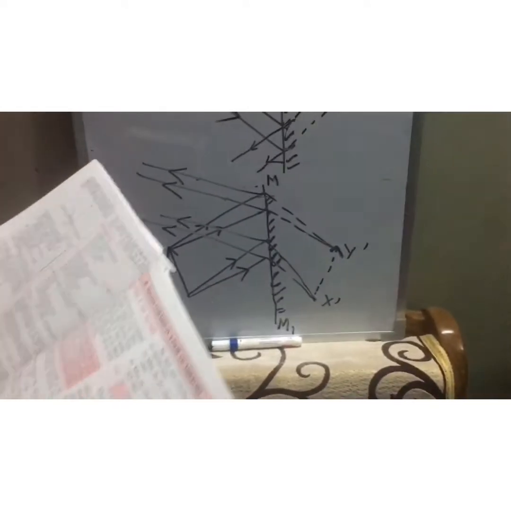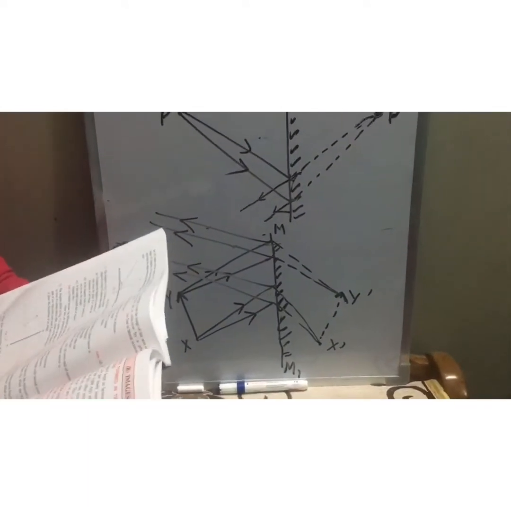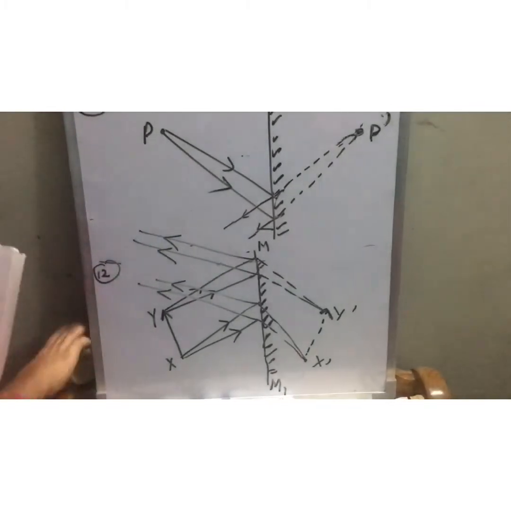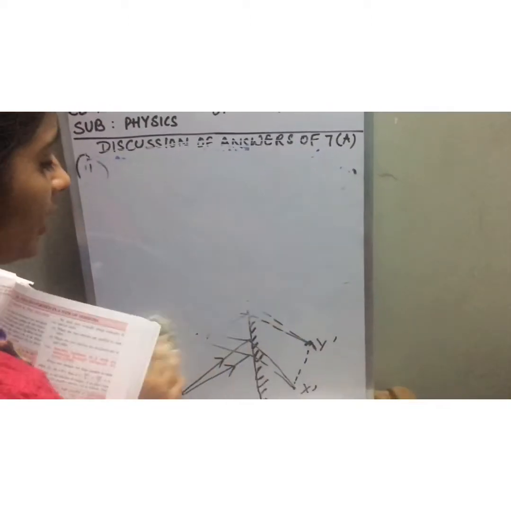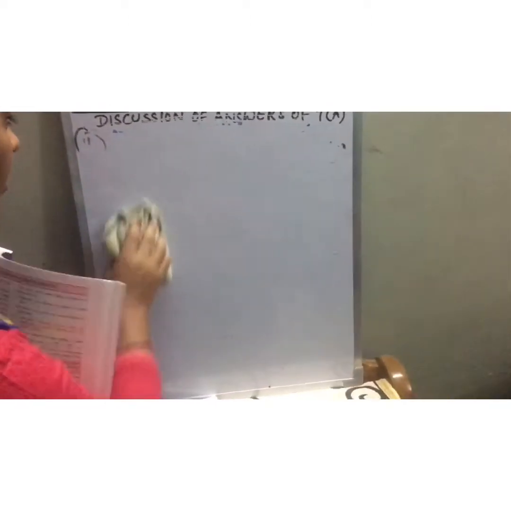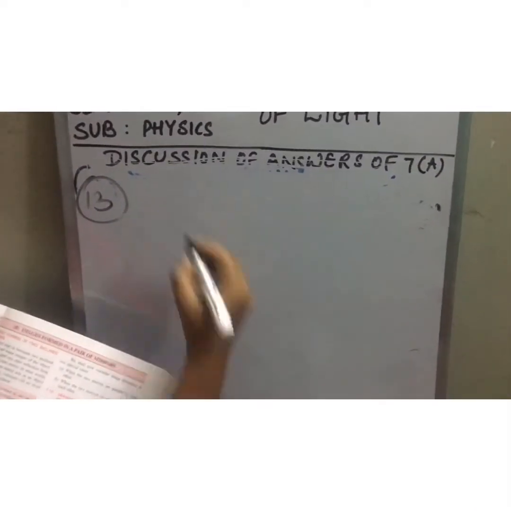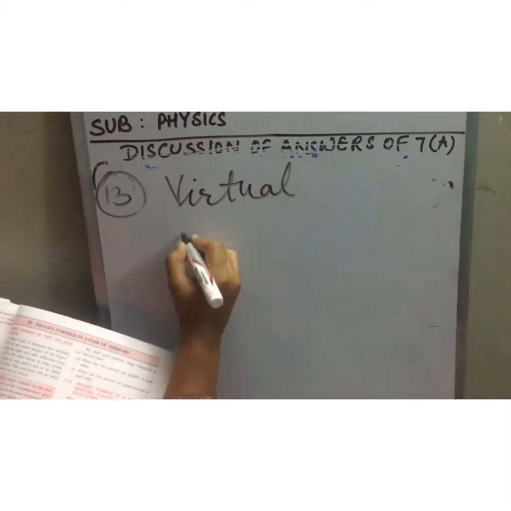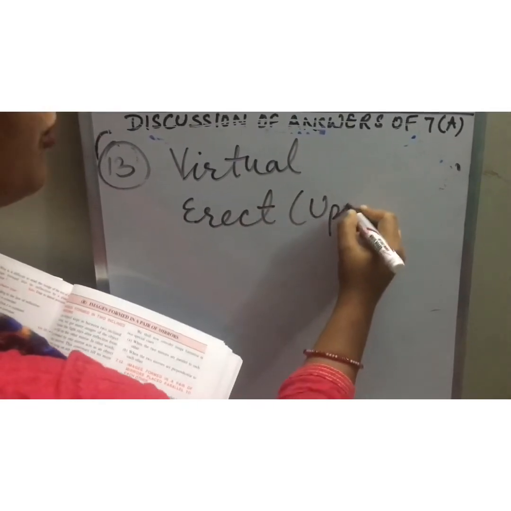Now question number 13. See here in your book, write three characteristics of the image formed by a plane mirror. I have explained to you 5 characteristics of the image formed by a plane mirror, students. What are the 3 characteristics of the image formed by a plane mirror? It is virtual. First, it is erect. That means upright. Okay, erect means upright also.